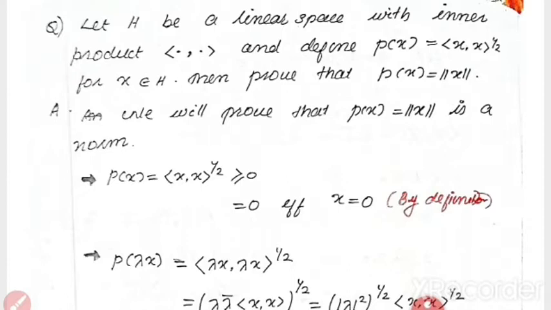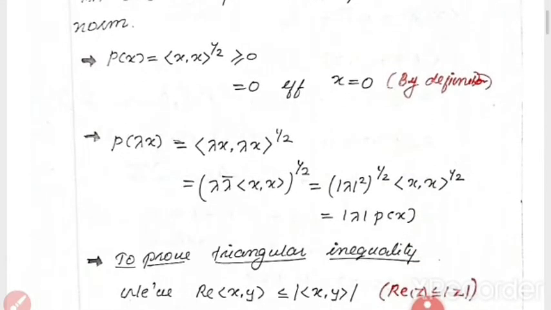To prove that P of x is equal to norm x, we are proving that P satisfies the three conditions required for a function to be a norm. That is, first, we will prove that P of x is greater than or equal to 0. Second, P of lambda x is equal to mod lambda into P of x. And third, the triangular inequality, that is, P of x plus y is less than or equal to P of x plus P of y. First, by the definition of inner product, it is clear that P of x is greater than or equal to 0, and equal to 0 if and only if x equals 0.